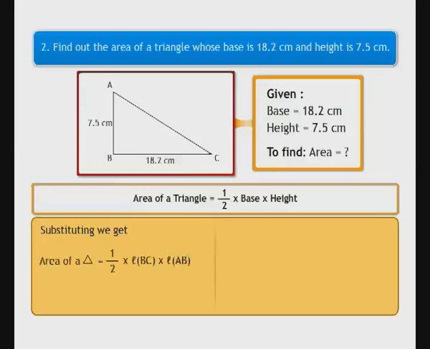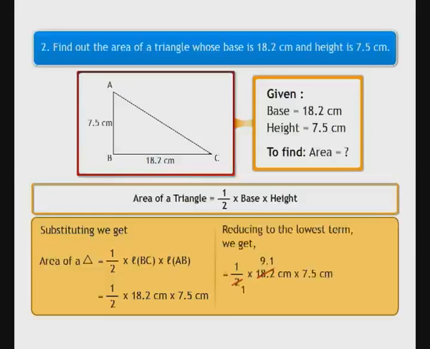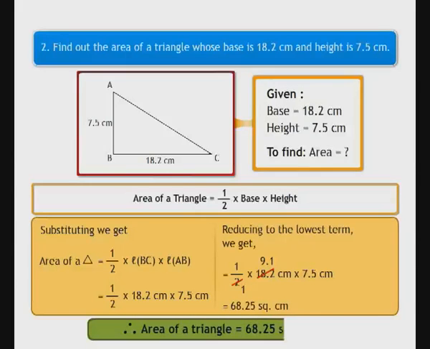Substituting, we get area of a right-angled triangle is equal to 1 upon 2 into 16 centimeter into 8 centimeter. Reducing to the lowest term, we get area of a right-angled triangle is equal to 8 centimeter into 8 centimeter, which is equal to 64 square centimeter. Hence, area of a right-angled triangle is equal to 64 square centimeter.